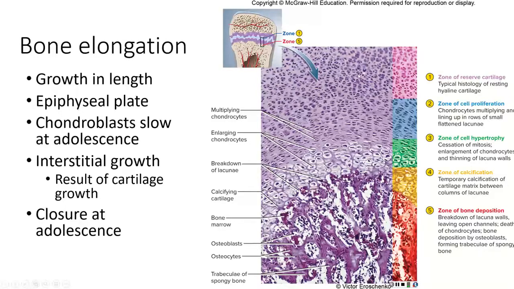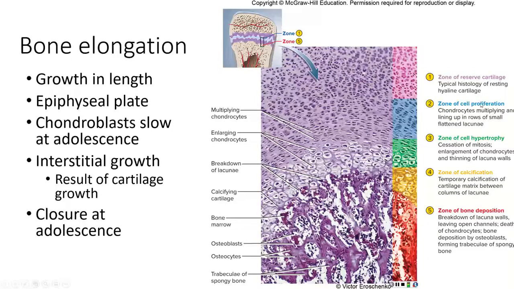So up here at the top of this image, we find hyaline cartilage, and this is called the zone of reserve cartilage. The zone of reserve cartilage is just hyaline cartilage. And now moving towards the diaphysis, the next area that we come to is called the zone of proliferation, or the zone of cell proliferation. And we find very small chondrocytes, or cartilage cells. Chondra is a root word that means cartilage. So very small chondrocytes that are in constant mitosis.